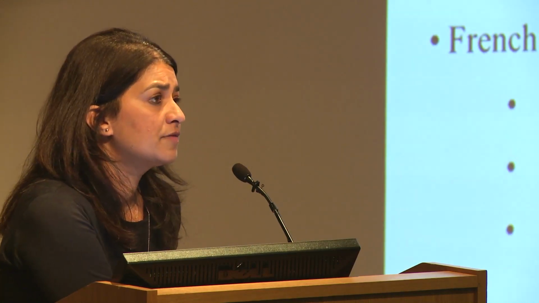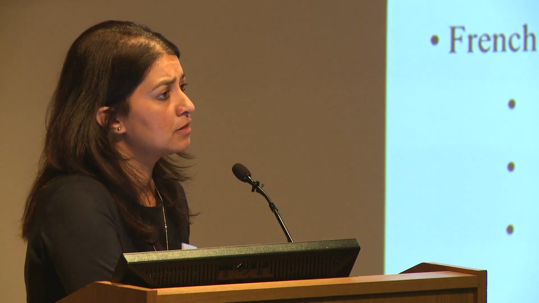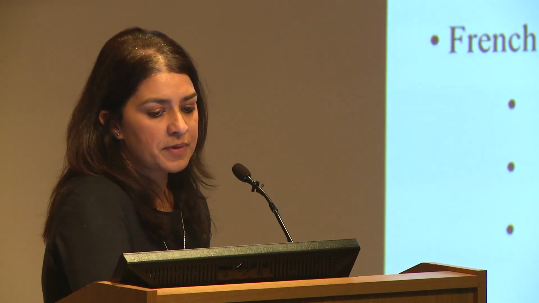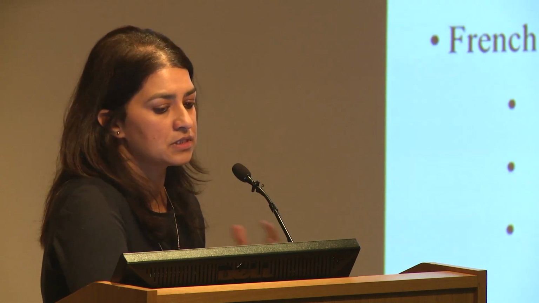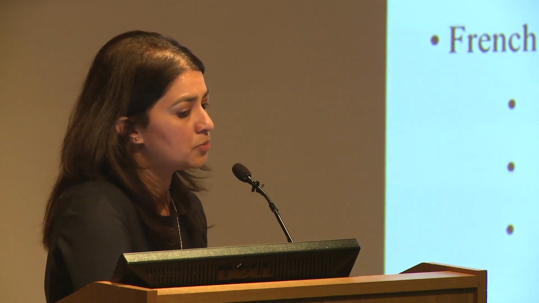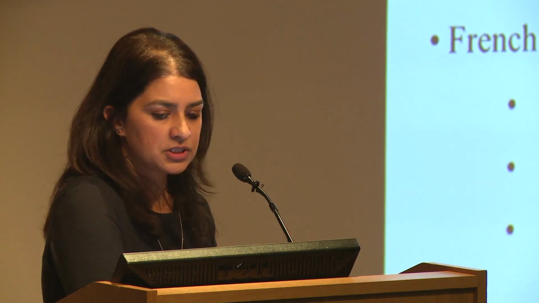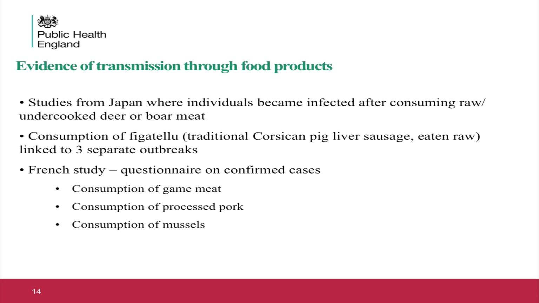There's also now very good evidence to show that food acts as a great vehicle of transmission for hepatitis C, and the first of these came from studies from Japan where individuals became infected following the consumption of raw or undercooked deer or boar meat. The French have also shown that the consumption of figatelli, which essentially is a Corsican pig liver sausage, which they usually eat raw, was linked to 3 separate outbreaks.